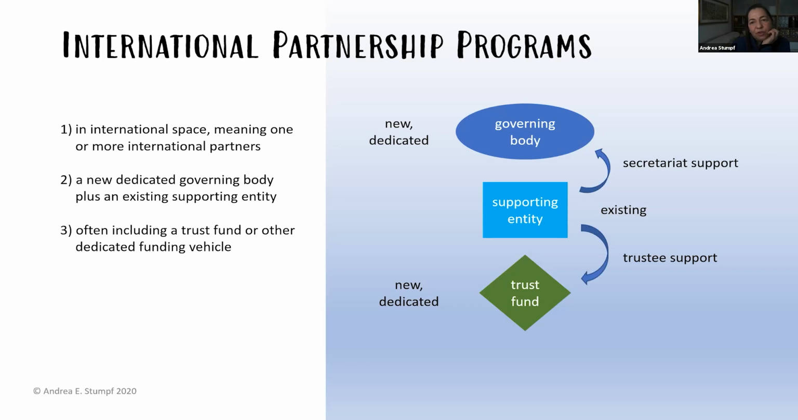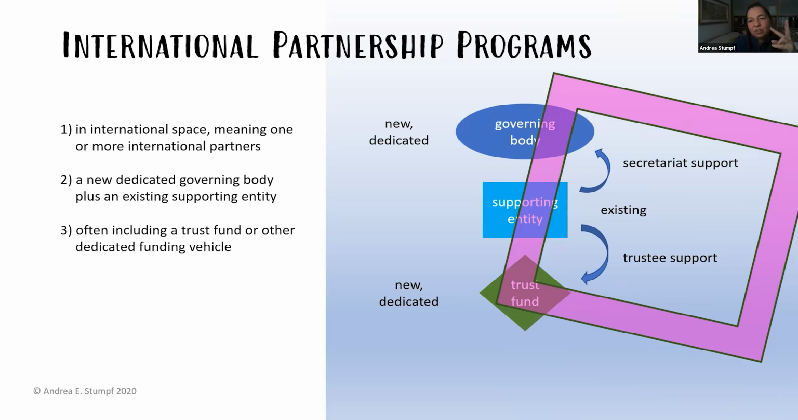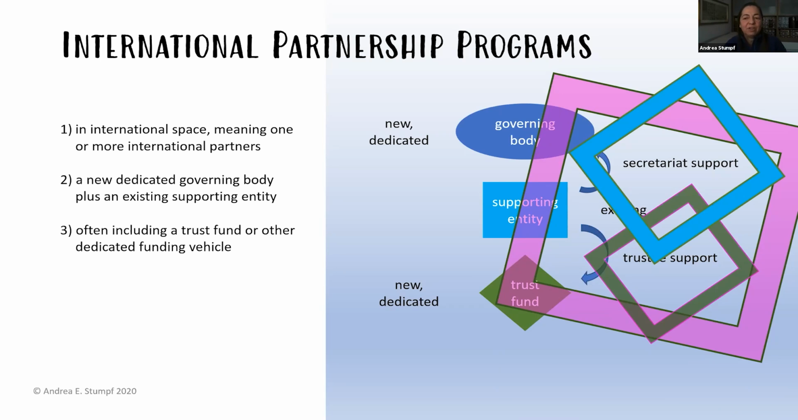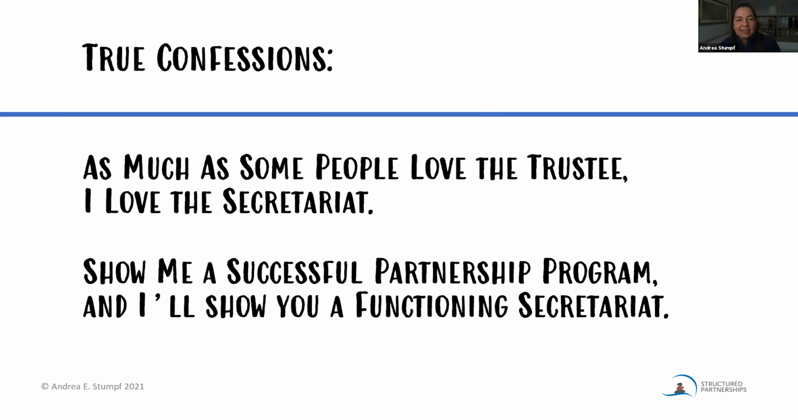So when we first looked at this a couple of months ago, we pointed out that the supporting entity supports in two directions and often much more, but it's providing trustee support to the trust fund and secretariat support to the governing body. So in December, we looked at the difference between those two, secretariat and trustee. And last month in January, we looked at the trustee more carefully, and today we are looking at the secretariat more carefully. So let me start with my bias.